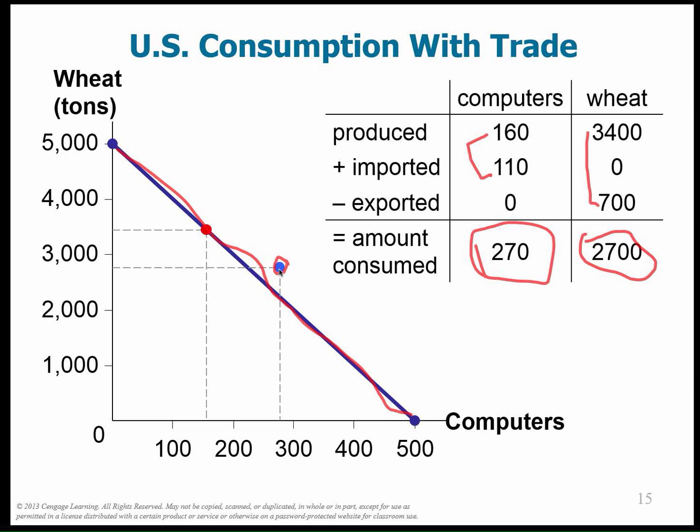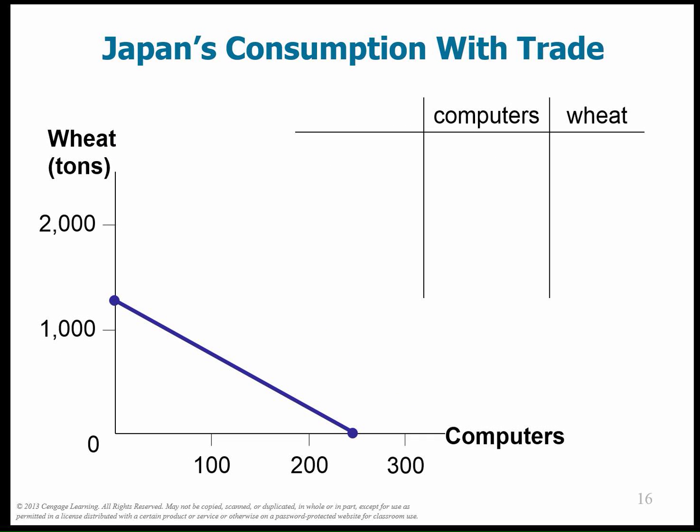We just went ahead and consumed, the United States is consuming at a point that is outside the old PPF. So we're able to consume more than is physically possible without trade. Okay, so in the very least, trade has made the United States better off. All right, let's clear this and go to the next country, Japan.